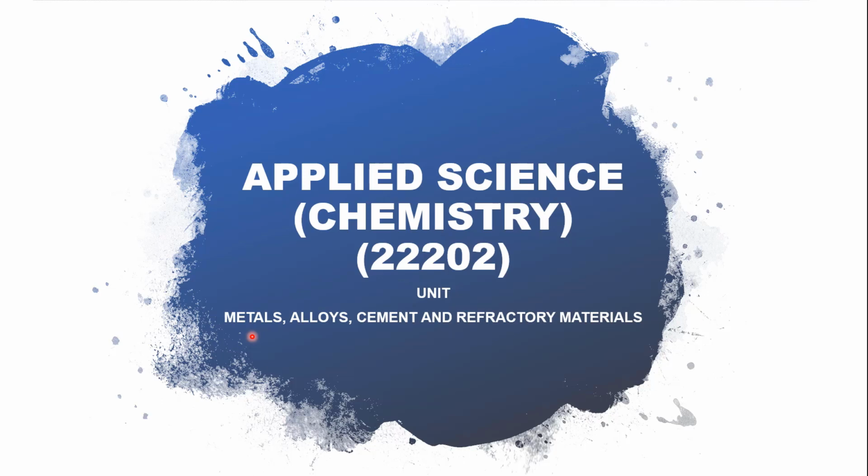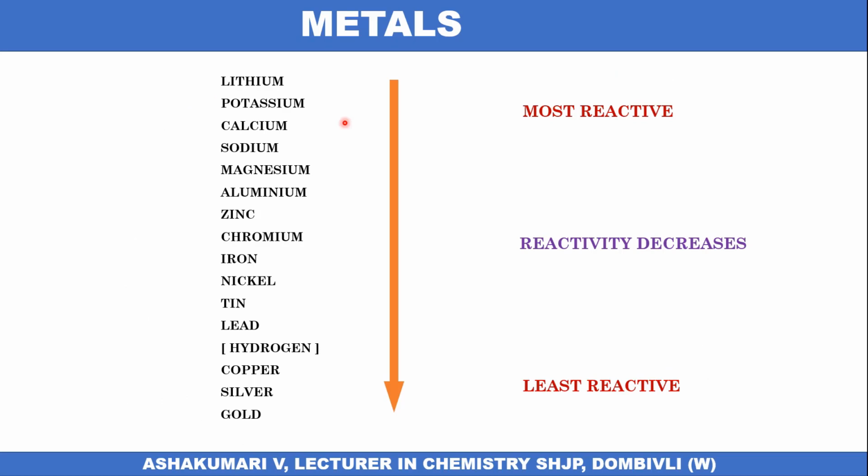Now, if I ask you, where do we get the metals from? Like sodium, copper, gold, silver, etc. How do we get pure metals? Let's see now. This is the reactivity series. The reactivity series is a list of metals arranged in the order of their decreasing activities. Reactivity of metals decreases as we move from top to bottom.